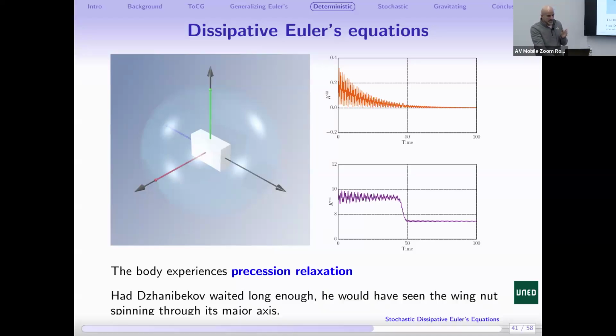And this is the thing. If Dzhanibekov had waited long enough, he would see the wing knot spinning. If this is the wing knot, not spinning like that and turning back, but rather spinning around the major axis.